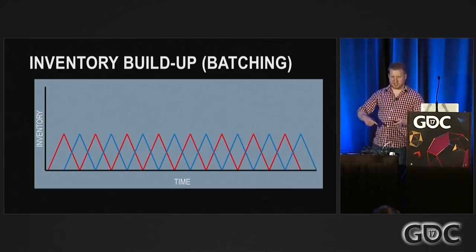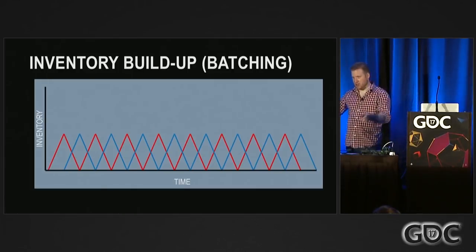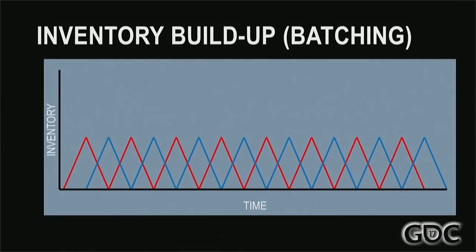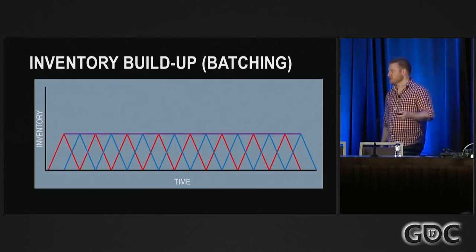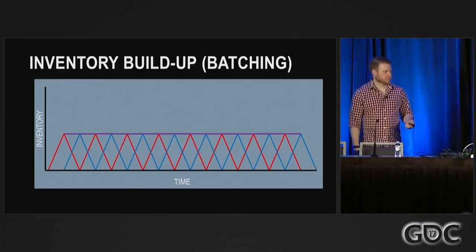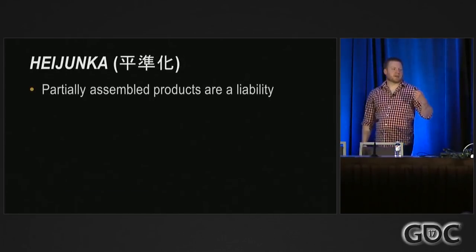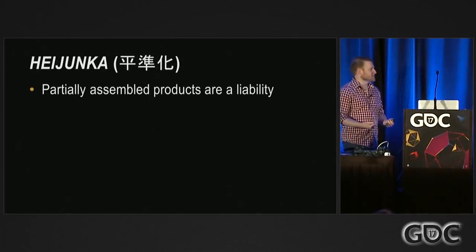You're trying to minimize switching costs. So you build up a bunch of reds and then you process them all at once. Meanwhile, you build up a bunch of blues and you process them all at once. You're trying to minimize how many switching costs you get. The problem is then you have this perpetual level of inventory that's always in your system. Inventory in the system is a liability.